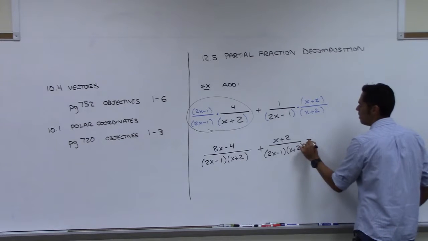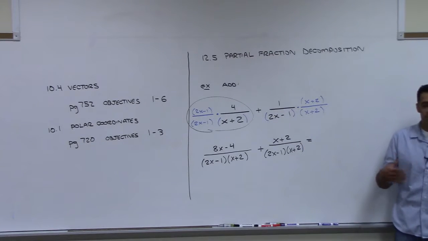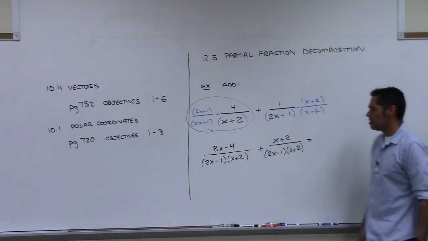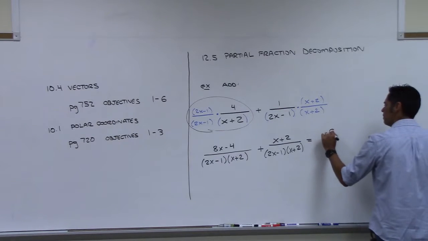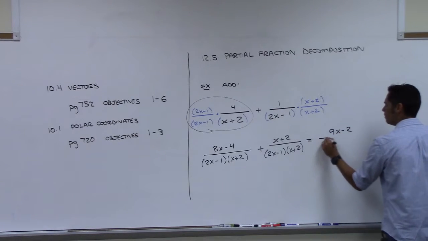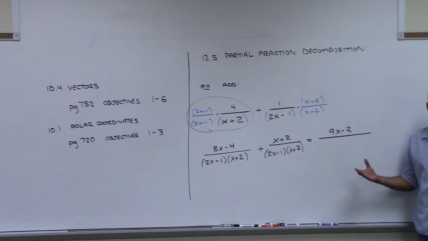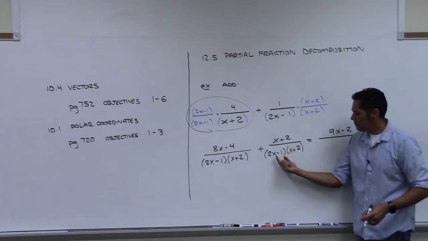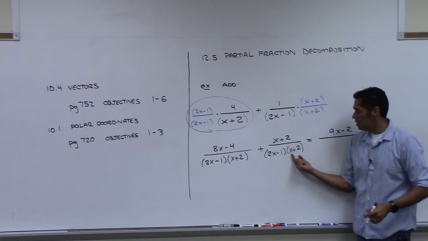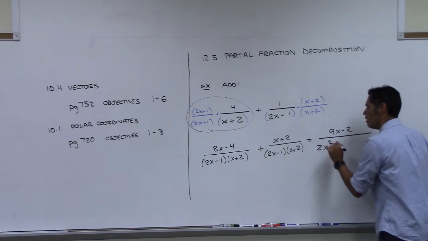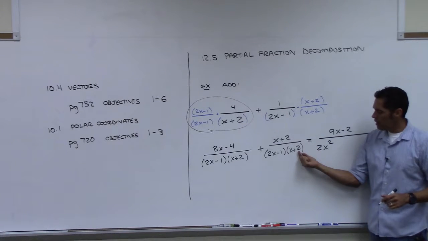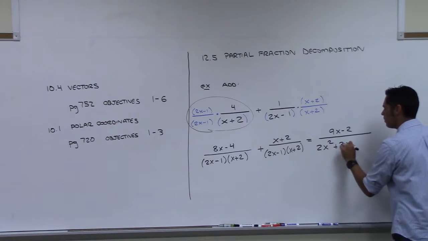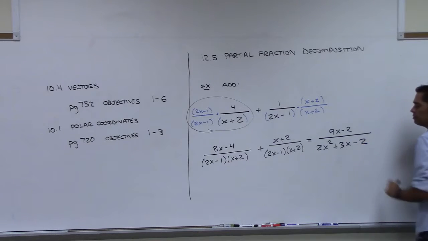And now that they have the same denominators, I can add them, right? So I just add the numerators up. I do 8x minus 4 plus x plus 2. So what's that? 9x minus 2 over the common denominator. But I'm going to go ahead and multiply it out now. Okay? So let's multiply this out and see what we would get. 2x times x is 2x squared. And then 2x times 2 is 4x. Then I'd have to take away an x, so I think I'm going to get 3x there in the middle. And then my final term there is minus 2.